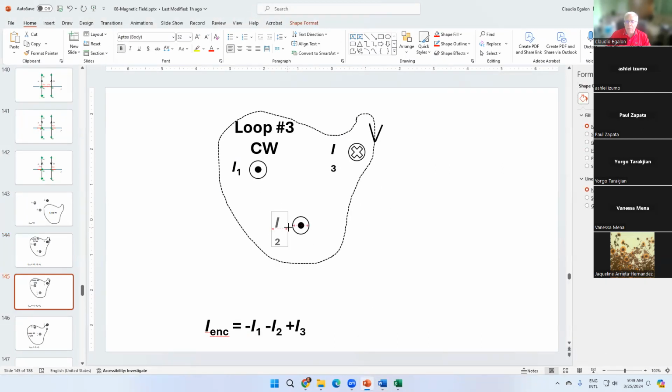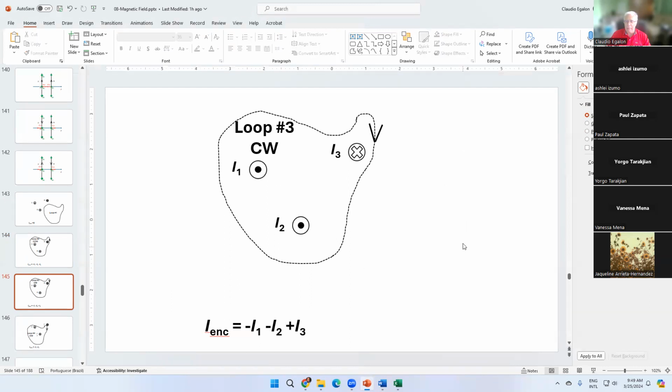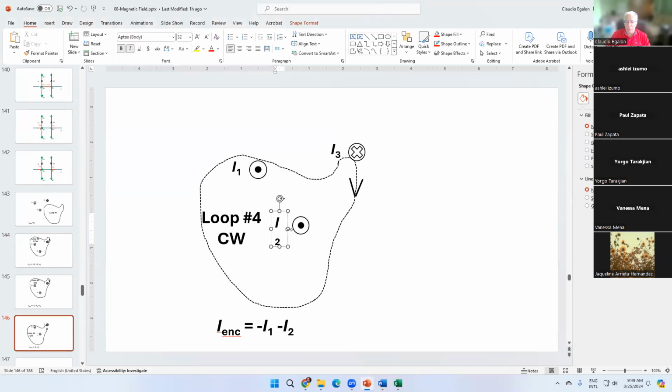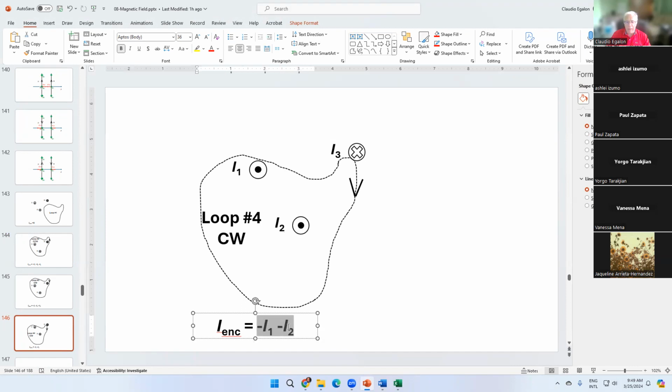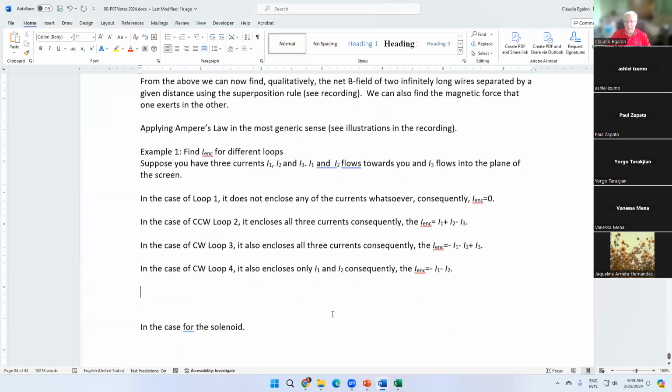Okay, so here we go. Now loop number 3 is clockwise, right? Because it's clockwise, I1 and I2 are going to have a negative sign, and I3 is going to have a positive sign. I enclosed is going to be like that. Finally, we have this loop number 4 that's enclosing only 2 currents, and it's going in the clockwise direction. It's going to be minus I1 minus I2.